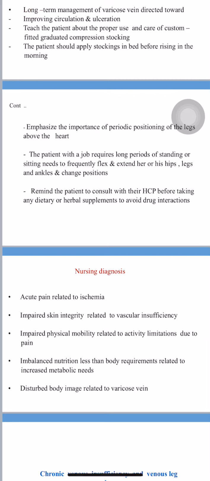Next is about the nursing diagnosis. Nursing diagnoses mainly include acute pain related to ischemia, impaired skin integrity related to vascular insufficiency, and impaired physical mobility related to activity limitation due to pain. Next is imbalanced nutrition, less than body requirements, related to increased metabolic needs, and disturbed body image related to varicose veins. So these are all the nursing diagnoses related to varicose veins.